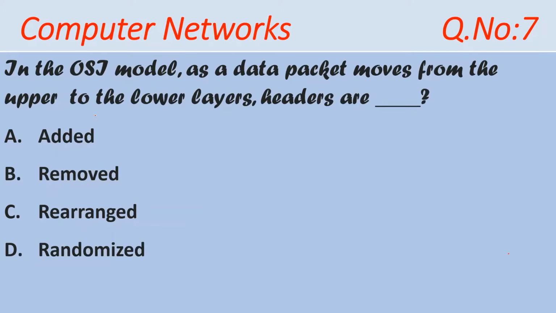So the next question is, in the OSI model, as a data packet moves from the upper layer to the lower layers, headers are what? So headers are added. Okay. As the data moves from the top layers, the lower layers will add headers and then give it to the layer below it. So the headers are added as the data moves from the upper layers to the lower layers.